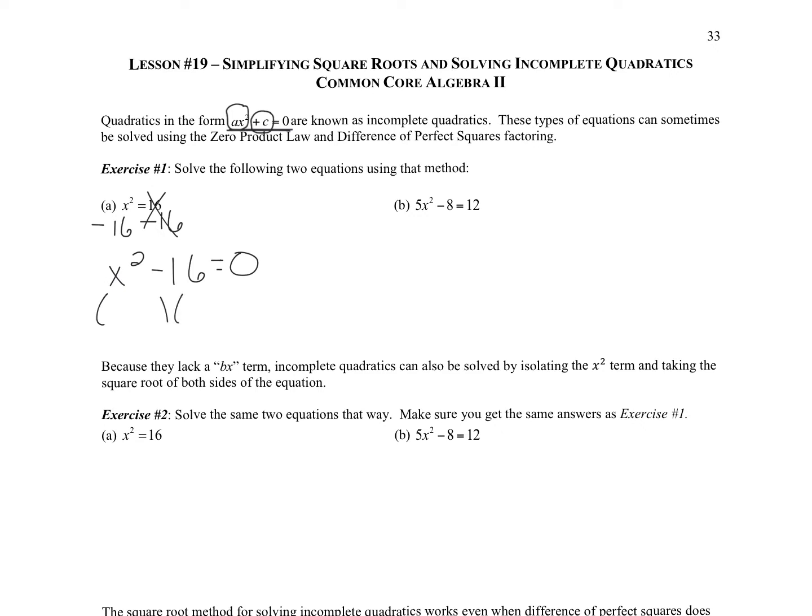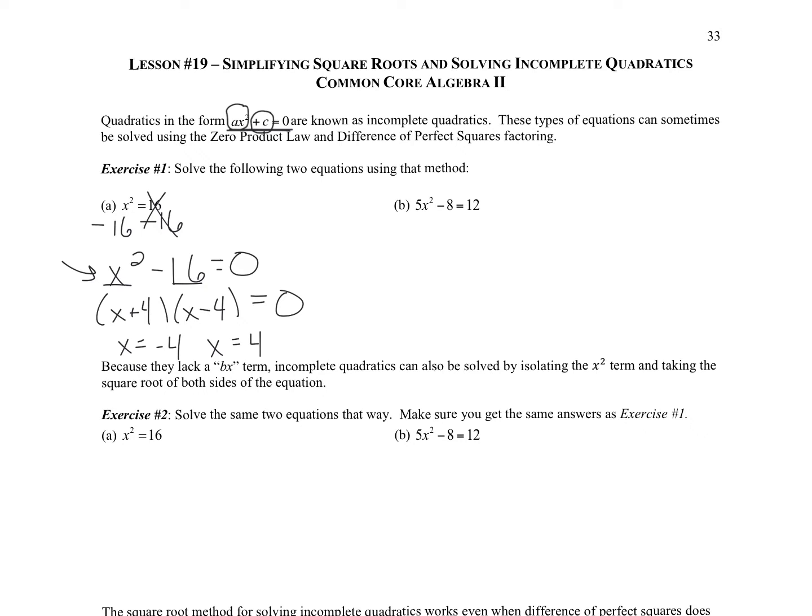So we see that we have difference of perfect squares. We can see this is an incomplete quadratic because it just has something with x squared and a constant, and there's no x term. And we know it factors into (x + 4)(x - 4). So then for our solutions, we get -4 and +4.